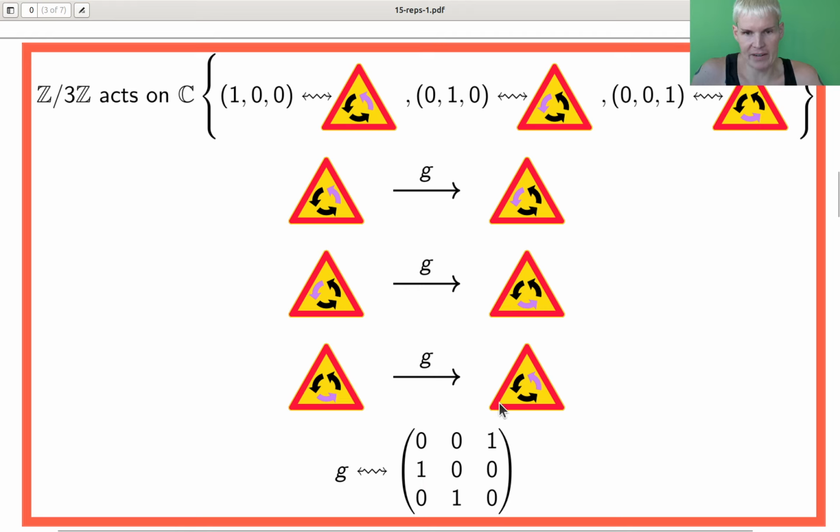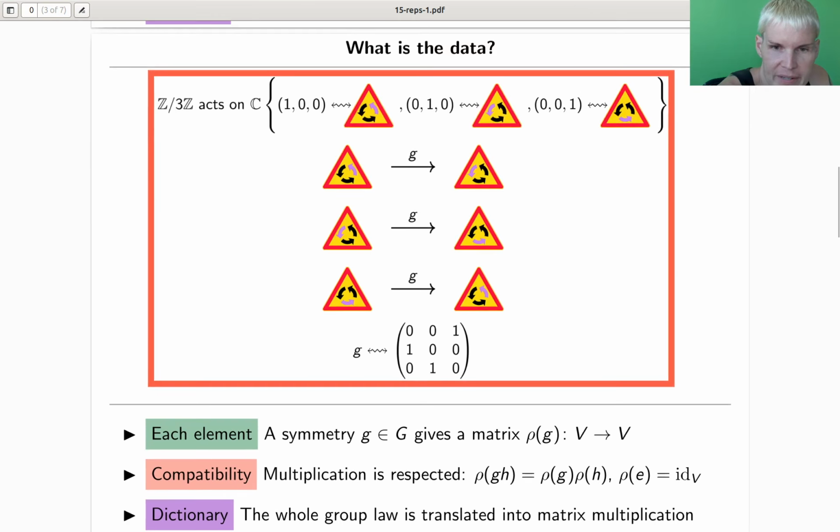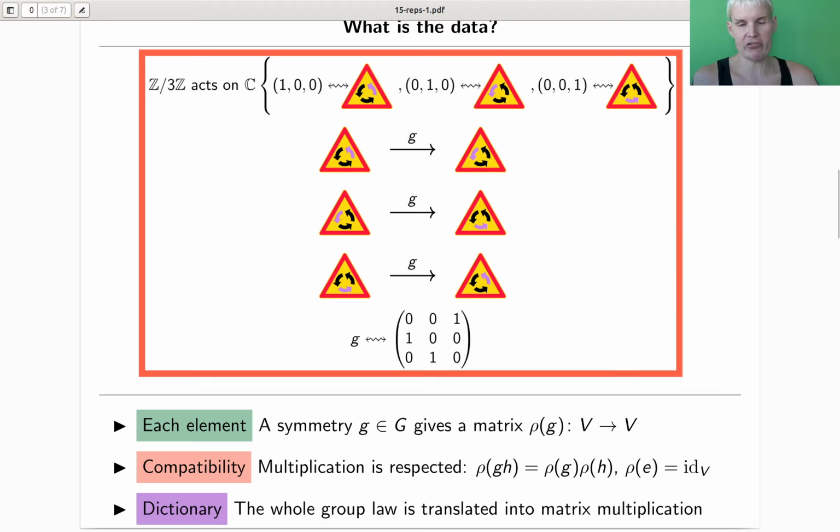Sends that guy to that guy, so this column. It sends that guy to that guy, so that column. So now G is a matrix. Yeah? It's not just an abstract thing, but it's a matrix. That's the whole point of a representation. I just rename the parts of my symmetry into vectors and see what the actions do, and I get a matrix.